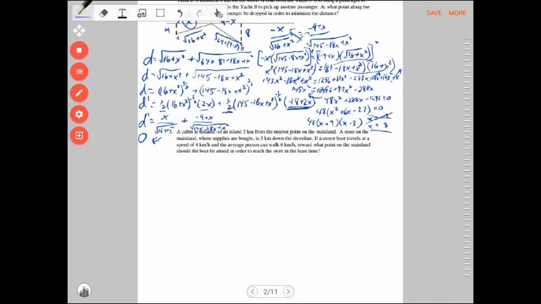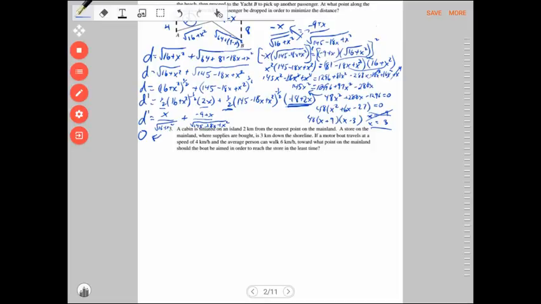Awesome. All right, guys. Number 3. A cabin is situated on an island 2 kilometers from the nearest point on the mainland. A store on the mainland where supplies are bought is 3 kilometers down the shore. If a motor boat travels at a speed of 4 kilometers an hour and the average person can walk 6 kilometers per hour, towards what point on the mainland should the boat be aimed in order to reach the store in the least time? If I want the least time, I have to have a time function. Remember that distance is velocity times time, which means time is distance divided by velocity.